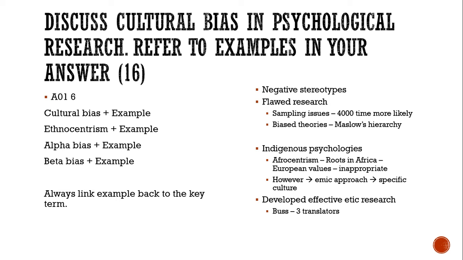And then of course go on to, and if you're not sure about any of these by now, you want to talk about the negative, perpetuating negative stereotypes, the flawed research. Indigenous psychologies was something that were developed, so a positive of identifying cultural bias is the response of Indigenous psychologies, which allowed to explore things in detail, and then also it encourages to develop effective emic research, so kind of research that considers all cultures and is much more valid.